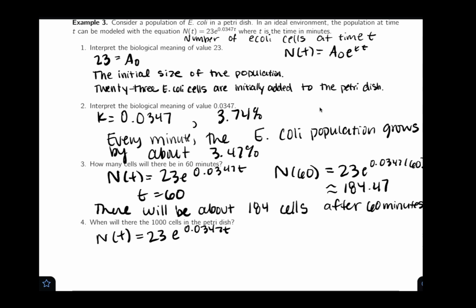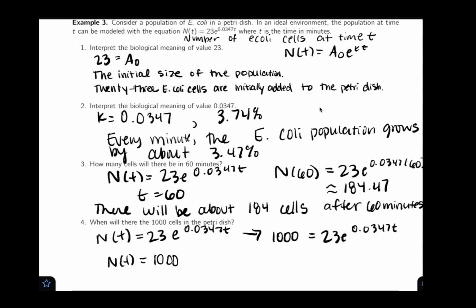To determine the time when there are 1,000 cells in the petri dish, we have to decide what do we know and what do we not know. I don't know the time. That's what I'm looking for, so I can't plug in a time. But I do know that I want my population size to be 1,000. That is, I want n of t to be 1,000. So I can plug in 1,000 for n of t in my formula and say 1,000 equals 23 e to the 0.0347t.